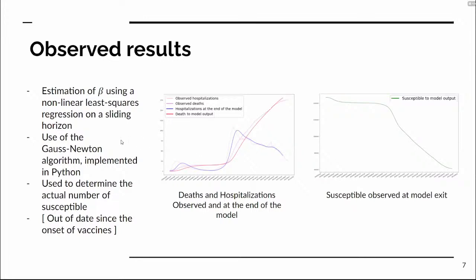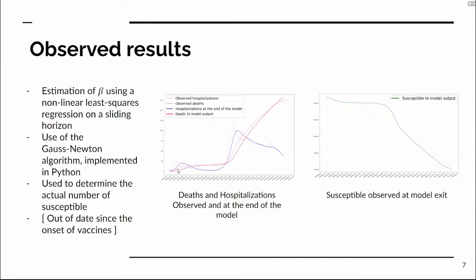So I have used the Gauss-Newton algorithm that I have implemented in Python. So thanks to that algorithm, I was able to determine the real value of beta, and to see the real number of susceptible over time. So here, for example, we can see in pink and purple the observed deaths and hospitalizations.